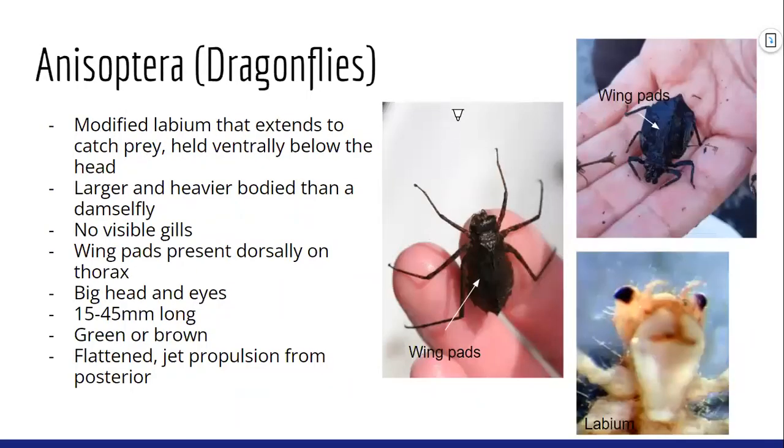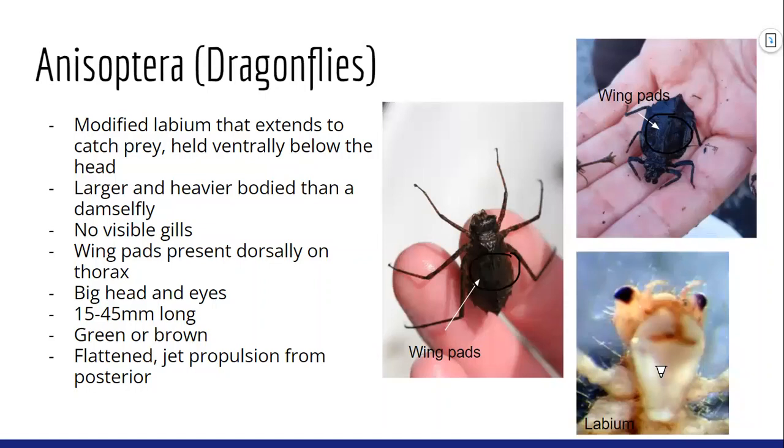Next, we have Anisoptera or dragonflies. So you'll notice that these individuals have wing pads that are present dorsally. So they might be a little bit difficult to see, but they are held here on their dorsal side. They also have a modified labium on the ventral side of their head, which extends for catching prey. So this is their labium here.